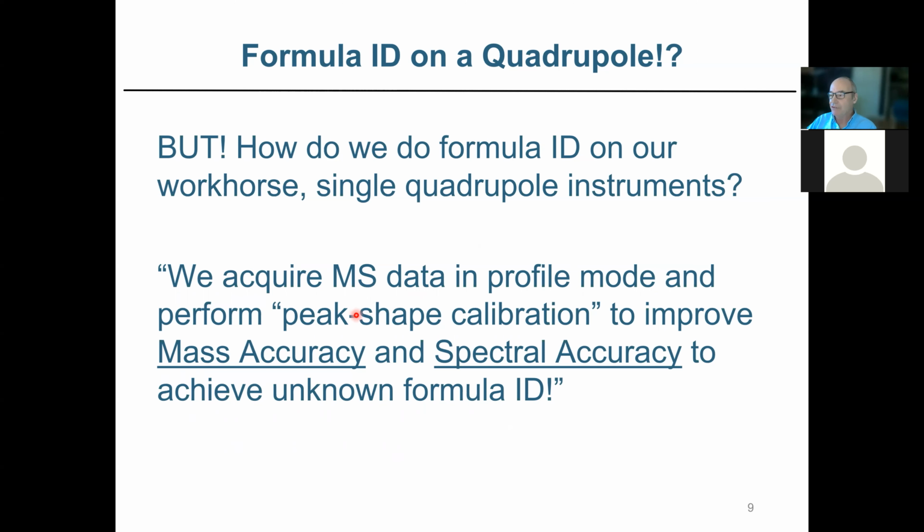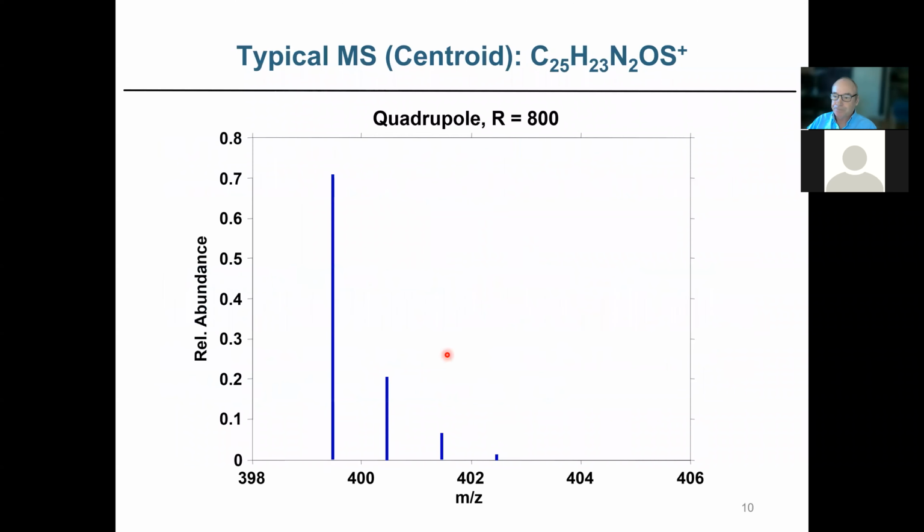What this allows us to do is get very high mass accuracy, about 100 times better than a conventional uncalibrated quadrupole. It also allows us to get something called spectral accuracy, which is our ability to model the ion profile. Again, we'll talk about that as we move along. But if we combine these two together, we have a very powerful identification machine, and we can do unknown formula ID.